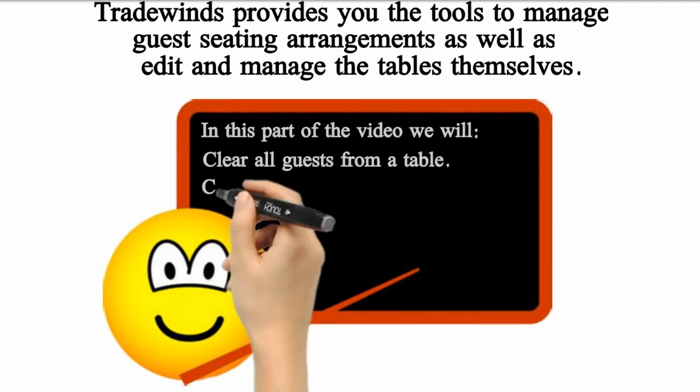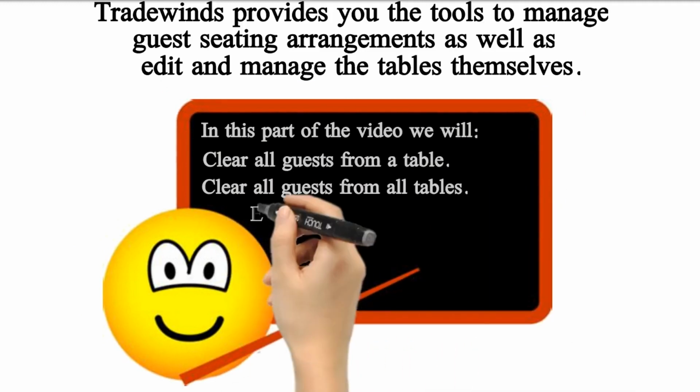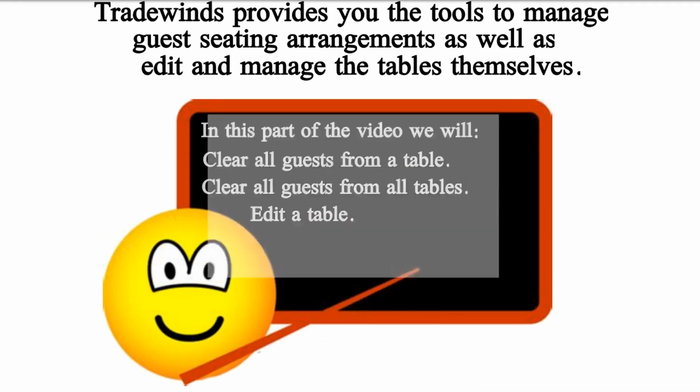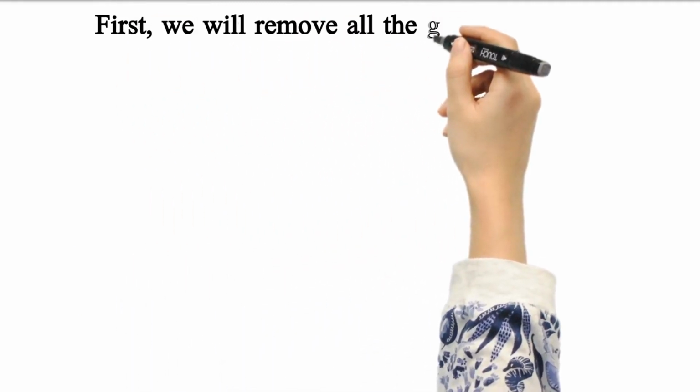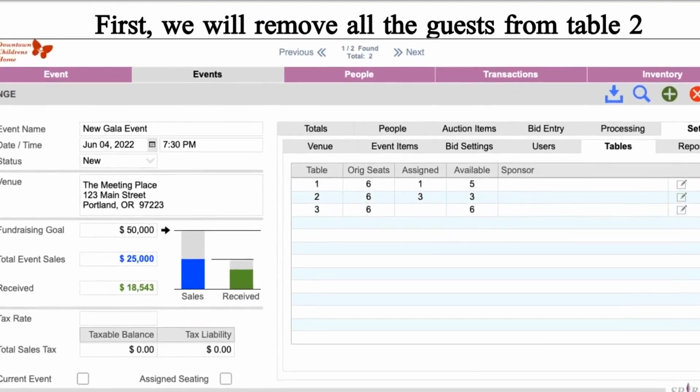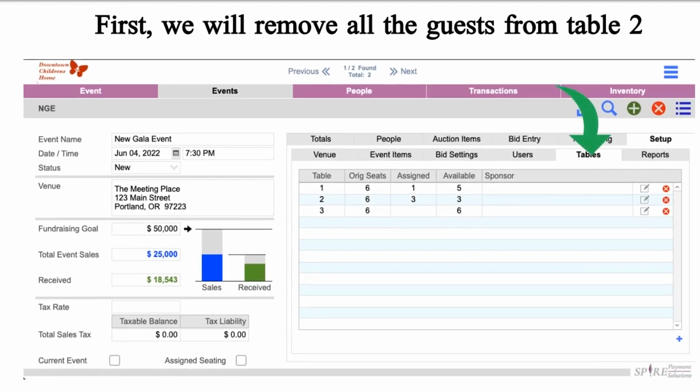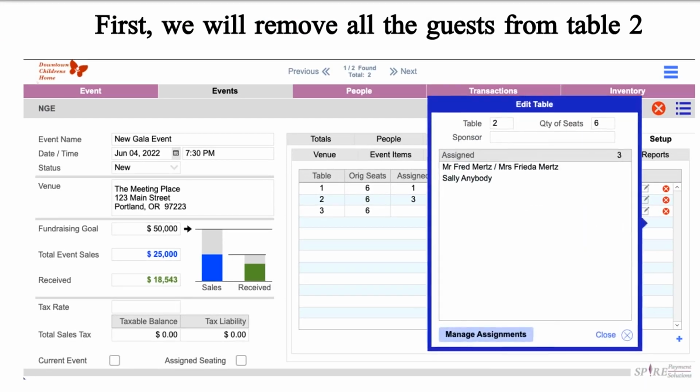The last lesson we want to discuss in this video is how to remove all guests from a table, remove all guests from all tables, and edit a table itself. First, let's remove all the guests assigned to table 2. From the Tables tab, click on the Edit icon for table 2.